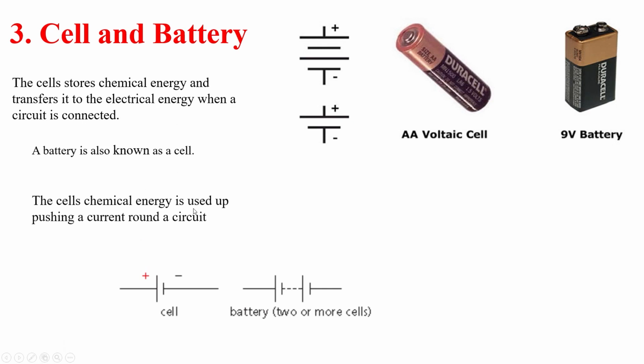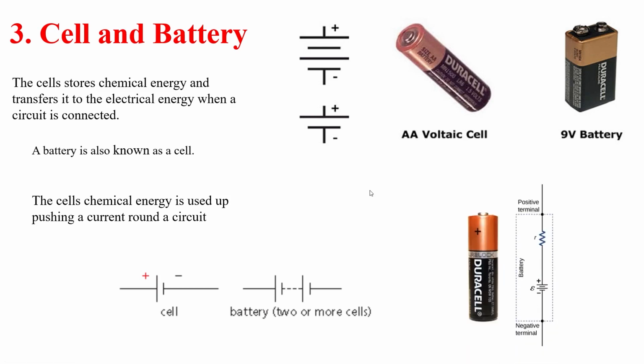The cell's chemical energy is used for pushing a current around a complete circuit. So the basic purpose of the cell is to transfer the electrical energy, or transfer the electric current, around a complete circuit. And you have observed that each cell has a plus and minus sign on it. It shows the positive and negative terminal of the battery.